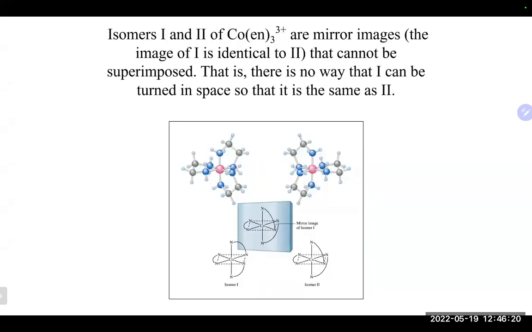So here, if we look at these isomers, isomer 1 and 2 are mirror images. They cannot be superimposed. So there's no way that you could rotate it so that they will match.